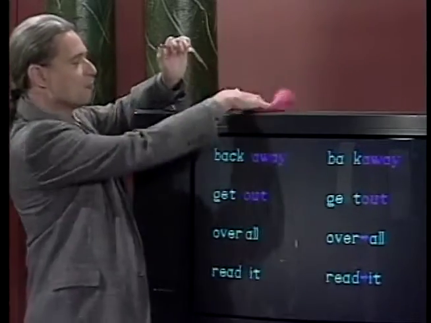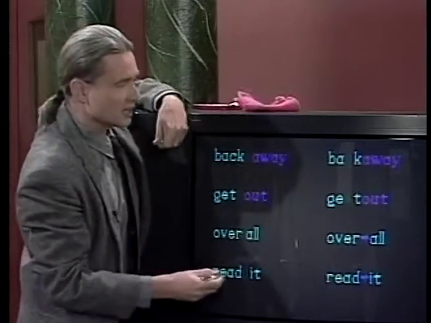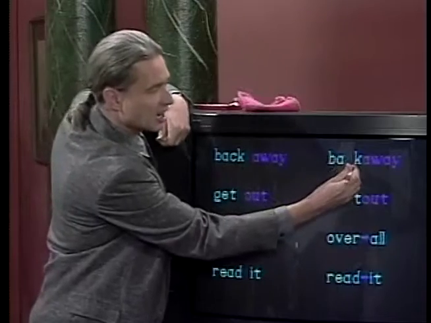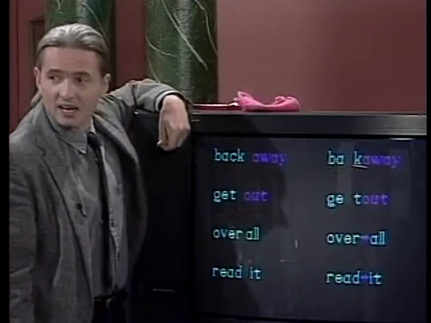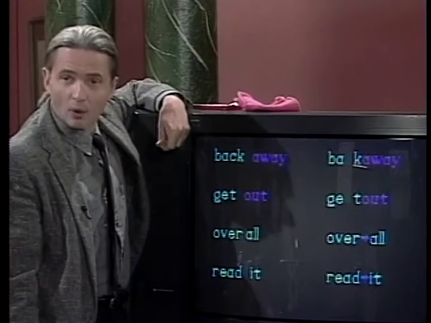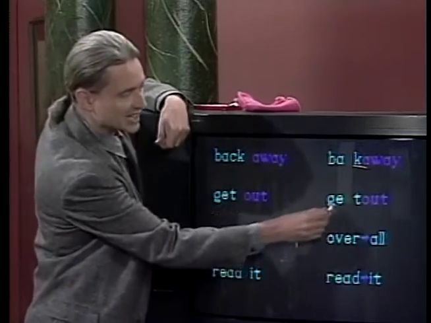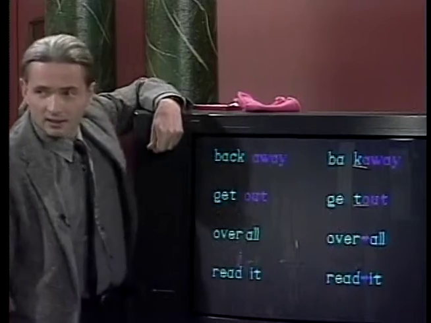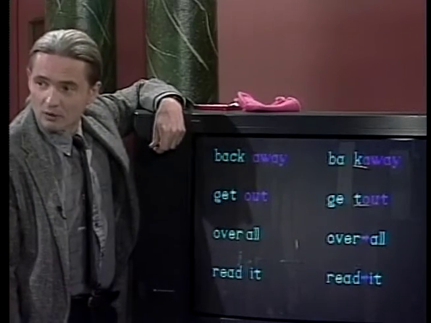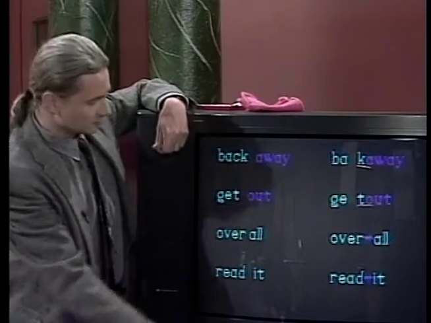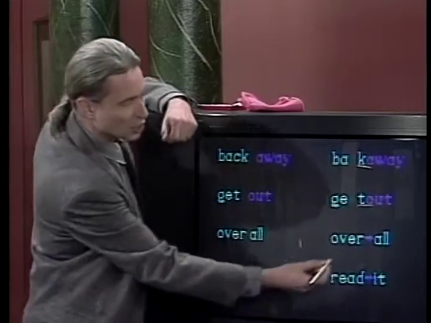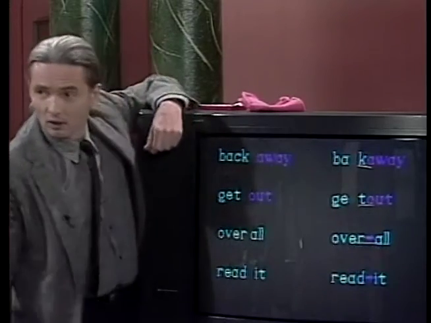Practice back away as ba kaway. Back kaway. Back away. Get out as get tout. Get tout. Get out. Over all as overall.